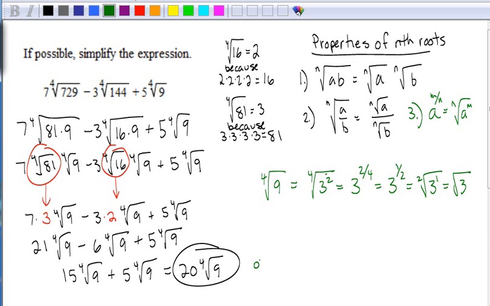So the book has this, or the computer has this, as 20 times the square root of 3. That works also. Again, on any test, I would accept both answers because the fourth root of 9 to me is a perfect answer in terms of fourth roots. There's no perfect fourth root of 9, so you can't simplify that further, but you could change it to square roots just because the 9 was 3 squared. Hope that helps.